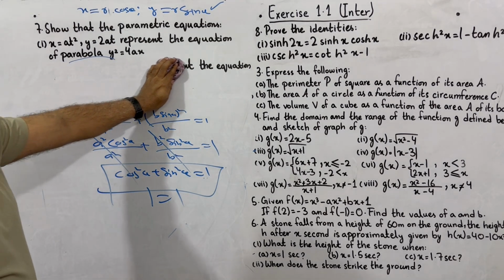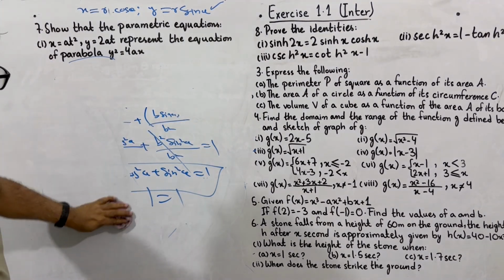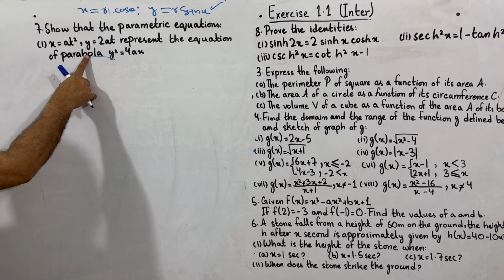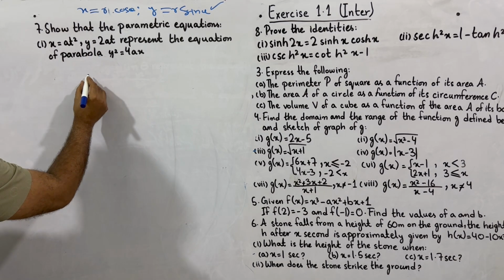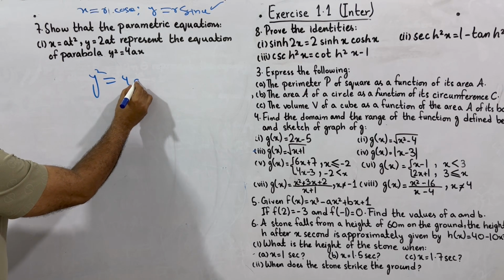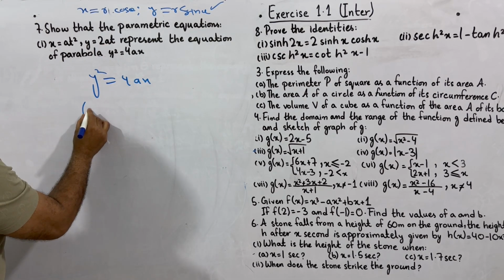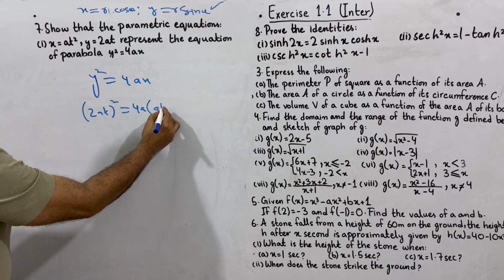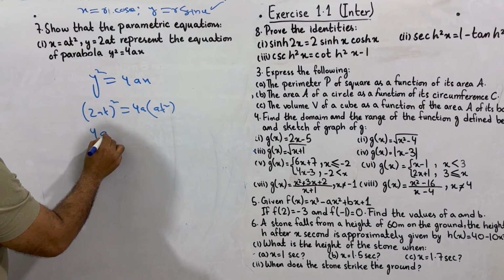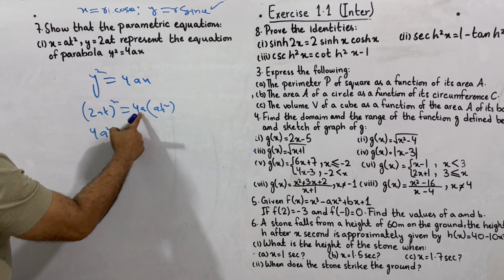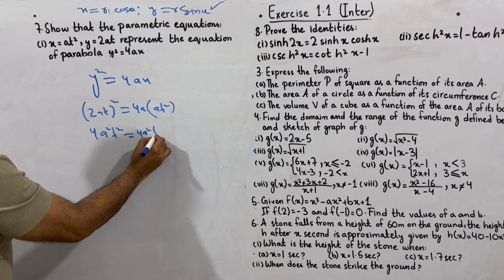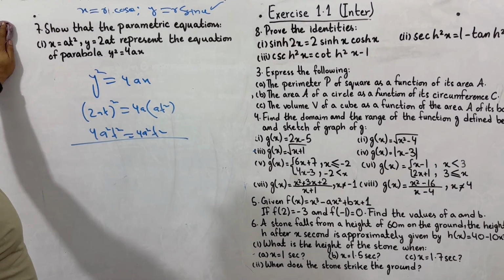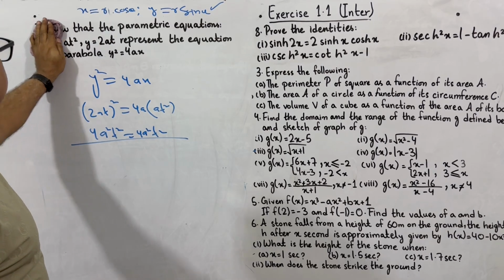Moving on a step further, we have the parametric equation of parabola. Here it is y square is equal to 4ax. What is y? y is 2at whole square. 4a times x is 4a square t square. The square of 2 is 4, a square t square. 4 times a, it will become 4a square t square. Both sides are equal. Yes, it is the parametric equation of parabola.